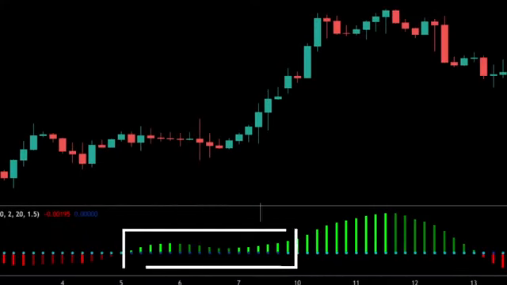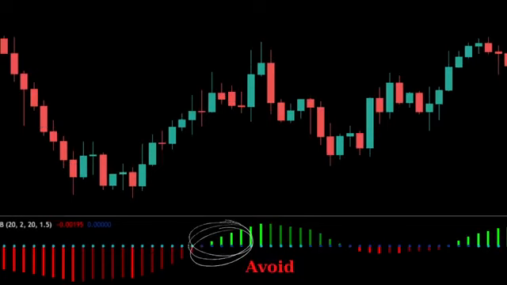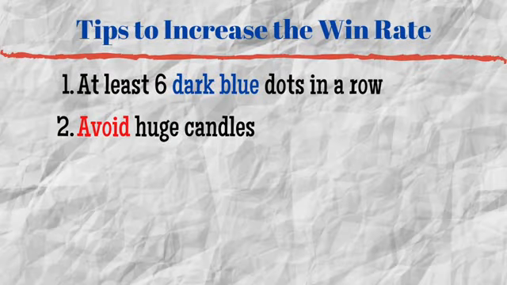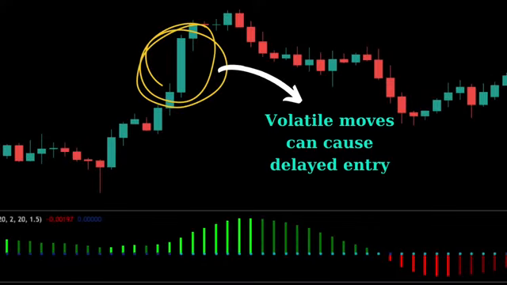Second, since it's a lagging indicator, very volatile moves can make you have a delayed entry, and the momentum will be long gone when you enter your position. So open your eyes for huge price changes, and avoid opening a position if you see a really huge candle.